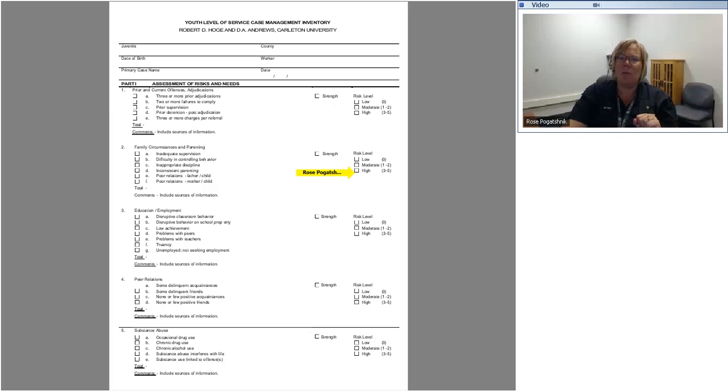All right, education and employment, obviously depending on the age, how many of these apply? If they're doing really well in school, they're still in school. If they have a job and are keeping that job, it's a strength. Otherwise, we're going to assess it low, moderate, or high. Peer relations, again, show me your friends, I'll show you your future. Are their peers delinquent? If they're not, that's a strength, or we assess the risk level. The next area is substance abuse. Is it low, medium, or high? What do we assess that as, or is it a strength?